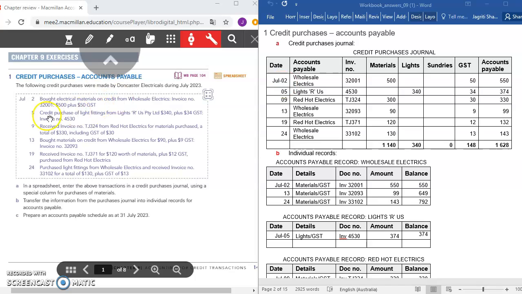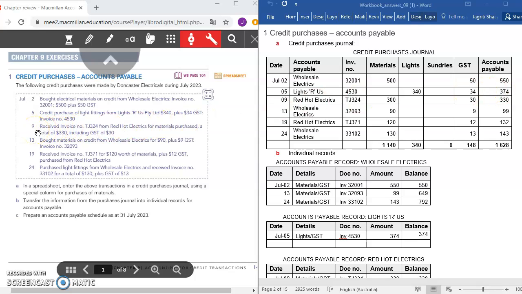Okay, now next is on July 5th, credit purchase of light fittings from Lights R Us Proprietary Limited, $340 plus $34 GST, invoice number 4530. Okay, so Lights R Us accounts payable, 4530 is the invoice number. Lights worth $340 plus $34 GST, and the total amount goes here, $374. So you just add them together, and $374 here.